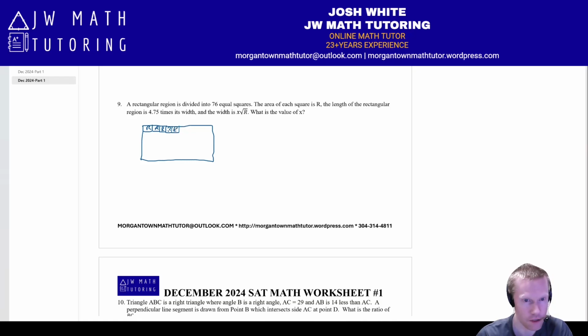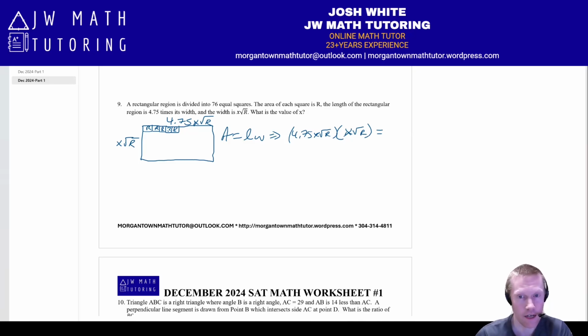So each of these, whatever is capital R. We also know that the length is 4.75 times the width, and importantly, the width is x root r. So this side of the rectangle would be x square root capital R, and then the length up here would be just 4.75 x square root r. So what we're going to do is set up an equation for the area of the rectangle. We know area is just equal to length times width, so that's just going to be 4.75 x root r times x root r.